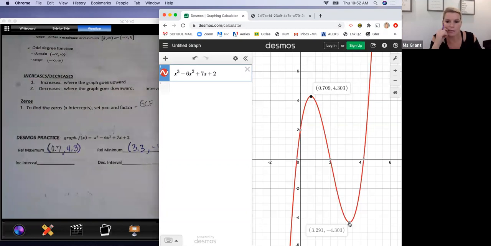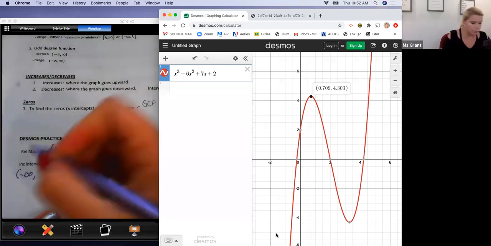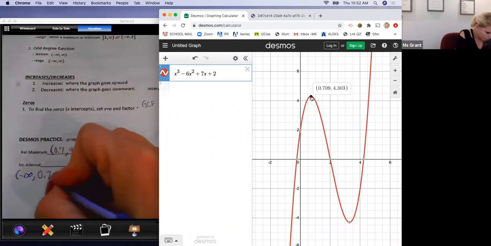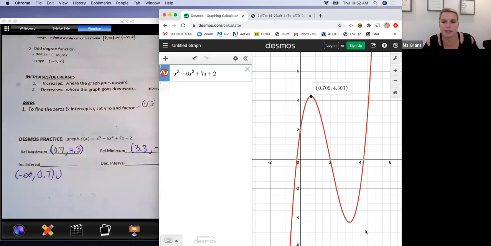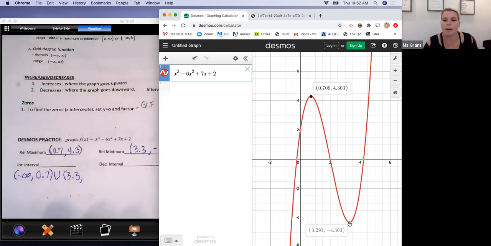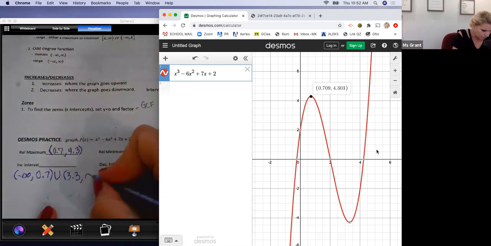Now I care about where it increases. Where does it go upward? Upward starts way down here where I can't even see it, from negative infinity to 0.7. And then again, where does it increase? Starts way down here, 3.3, and it goes up forever to infinity. Okay.